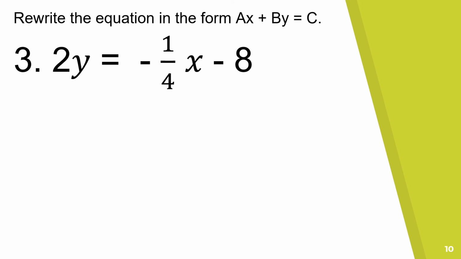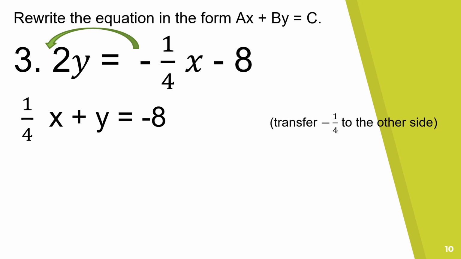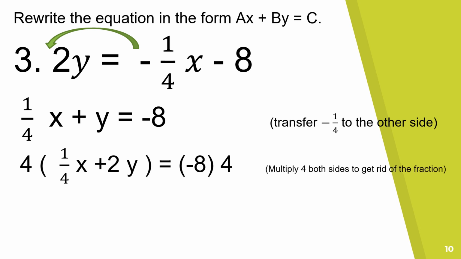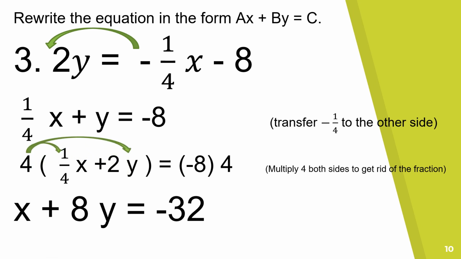2y equals negative 1/4 x minus 8. Transfer negative 1/4 x to the other side, it becomes 1/4 x plus y equals negative 8. Di ba sabi ko kanina, bawal fraction. So how are we going to get rid of 1/4? Multiply 4 both sides. Right? So 4 times 1/4 x, x na lang. 4 times 2y, 8y na. Negative 8 times 4, negative 32. So that is now your answer.